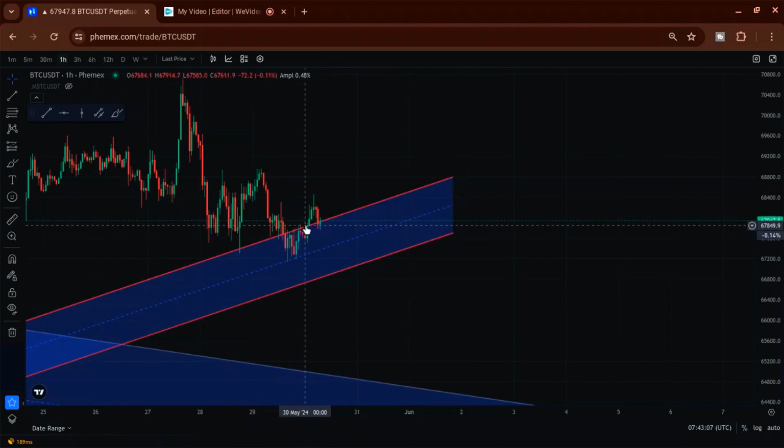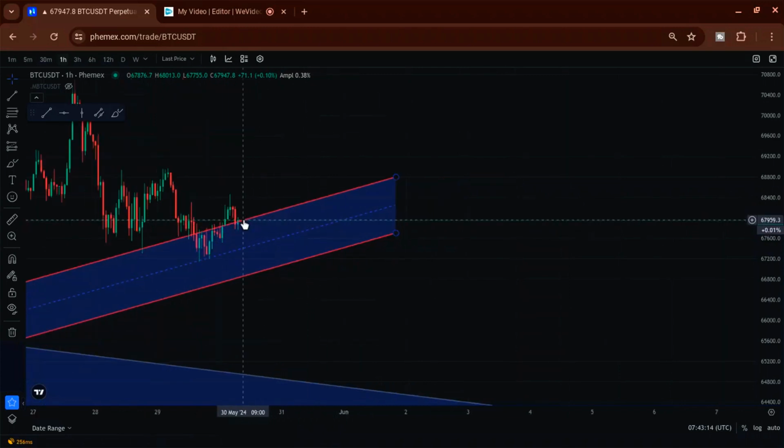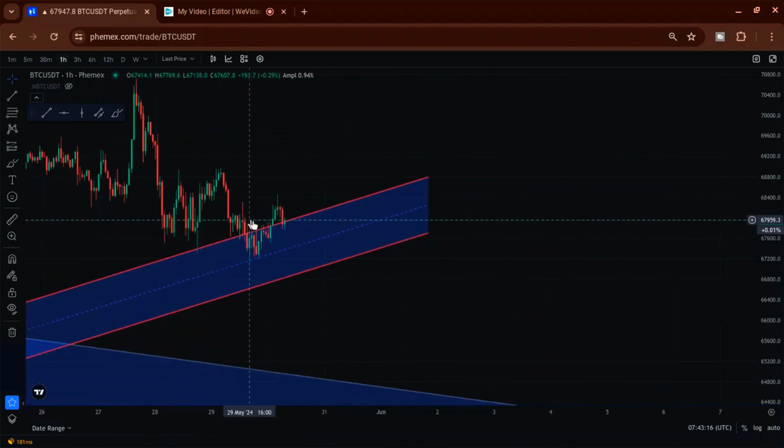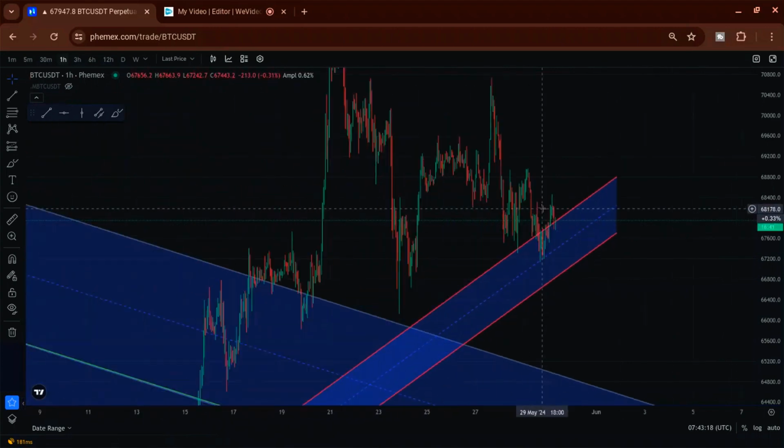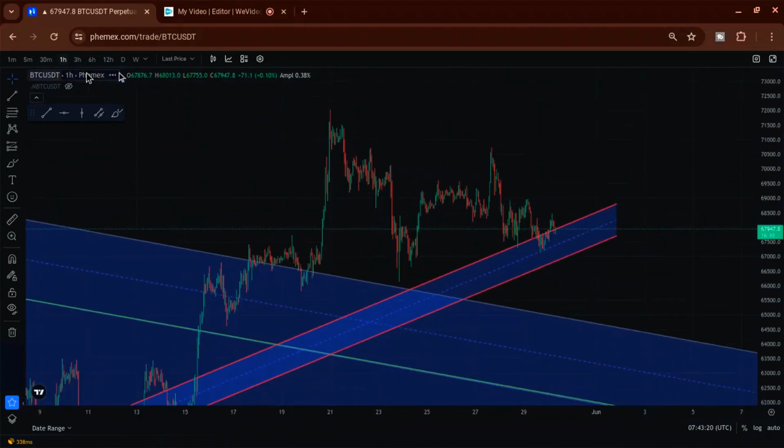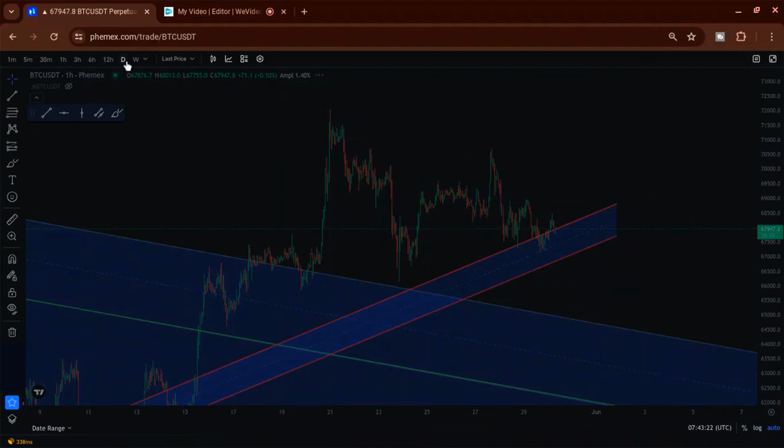Rejected, and then got up above it, and then oh no, now it came back down in it, and currently it's sitting right on that red line. What's it going to do? I don't know. But what I can say is go to the daily chart here, and shout out to Crypto Zombie.